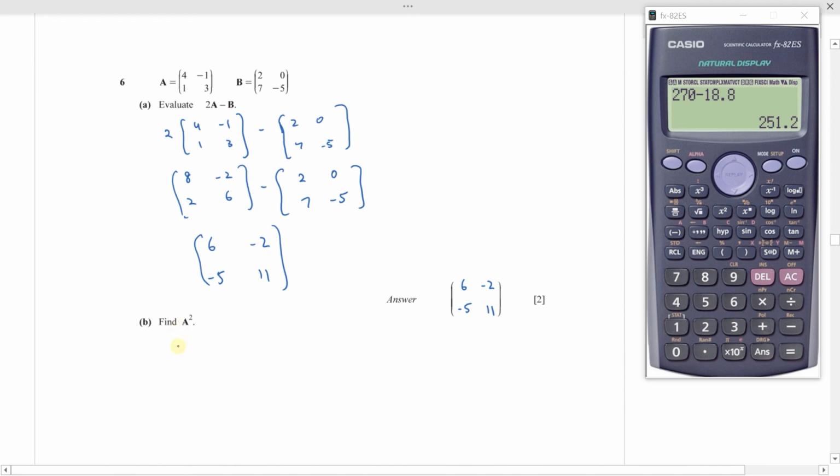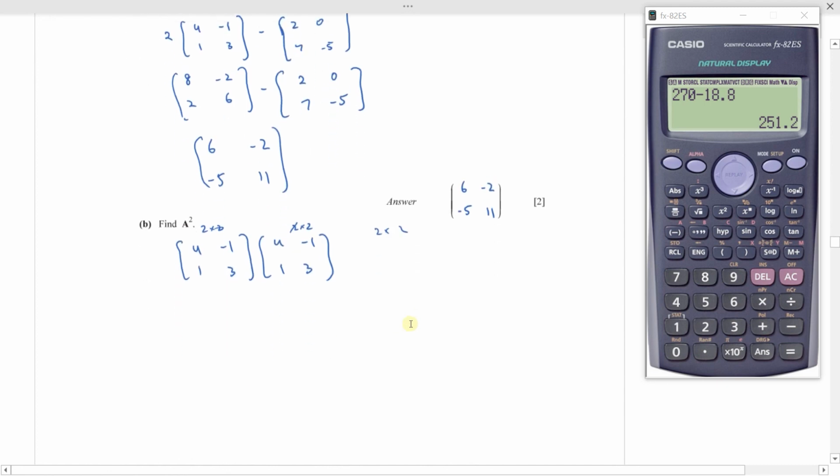Part B is find A squared. So that will be A times A, which is 4, minus 1, 1, 3, times A again. So this is a 2 by 2 matrix. This is also a 2 by 2 matrix. So if you match the columns of the first with the rows of the second, you will get 2 by 2. So your answer will also be a 2 by 2 matrix.